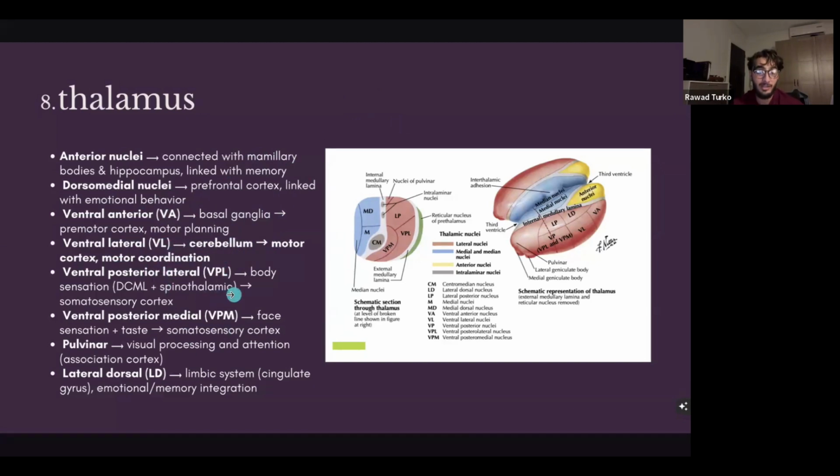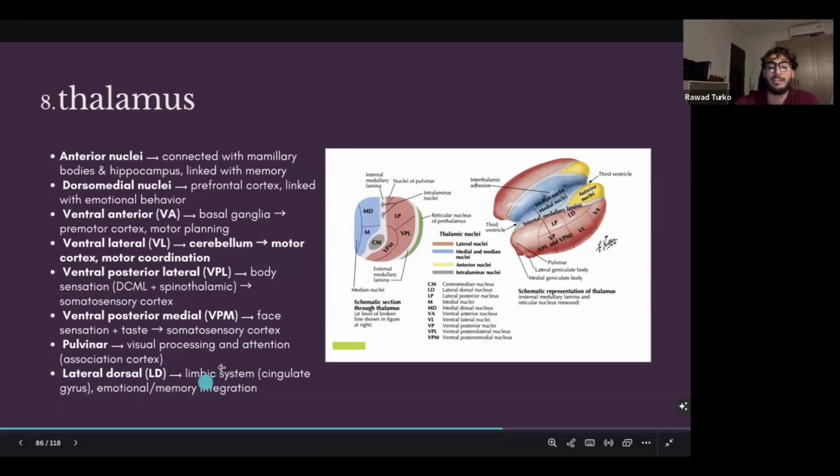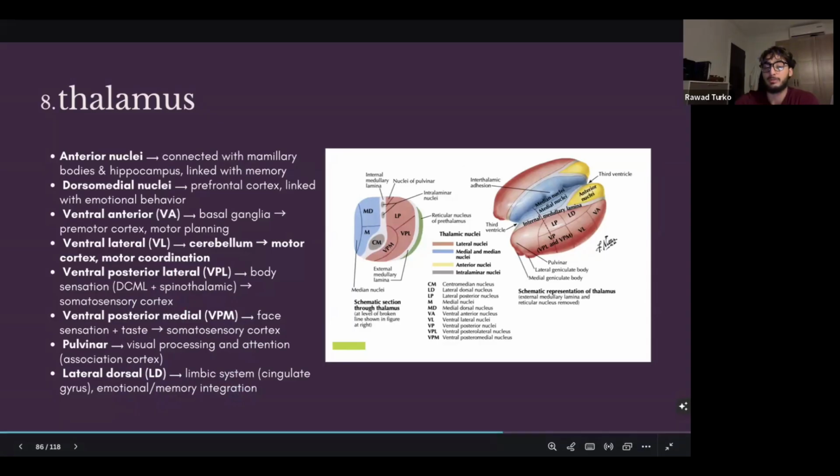All right, VPL. Again, we mentioned it: body sensation from the spinothalamic and the dorsal column or medial lemniscus going up to the somatosensory cortex. VPM, same thing, but it's just sensation from the contralateral face, also going up to the somatosensory cortex. Pulvinar is responsible for visual processing and attention. And then the lateral dorsal finally is part of the limbic system, so it connects with the cingulate gyrus, and it's responsible for emotional and memory integration.